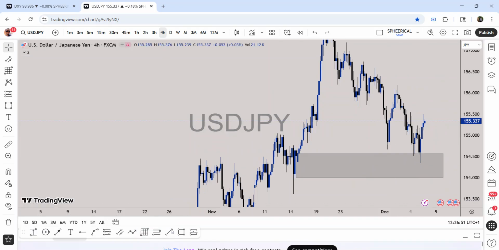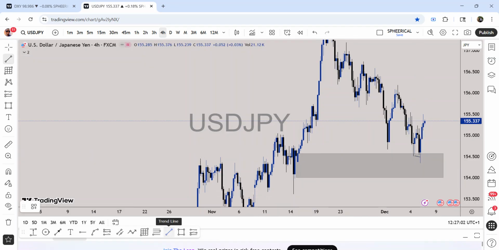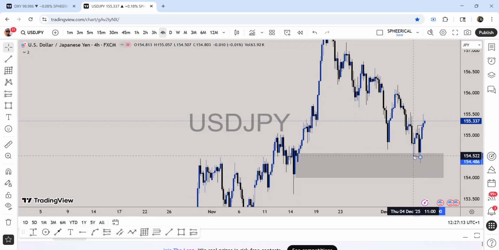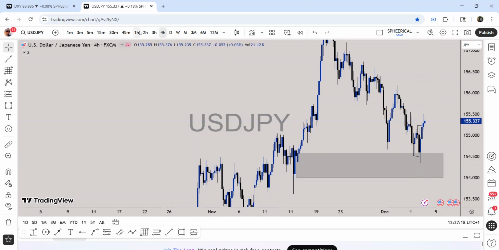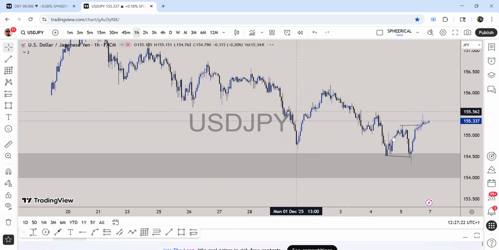You can see the sweep of liquidity. This is the sweep of liquidity. So, there is a change of character on this zone. This is in 4 hours. I'm going to adjust this better in 1 hour. So let's just go to 1 hour so that we can see clearly what the market is doing.